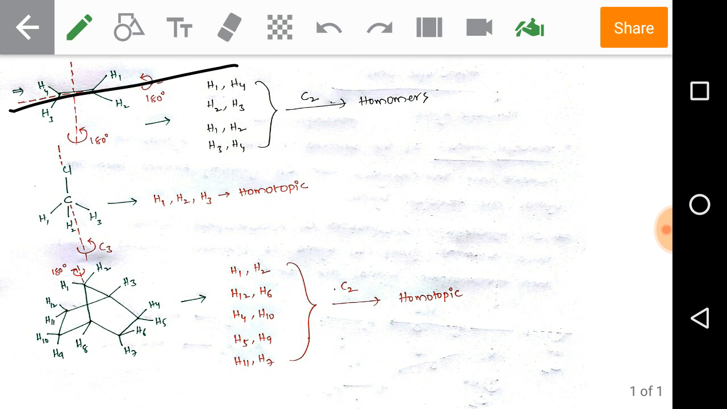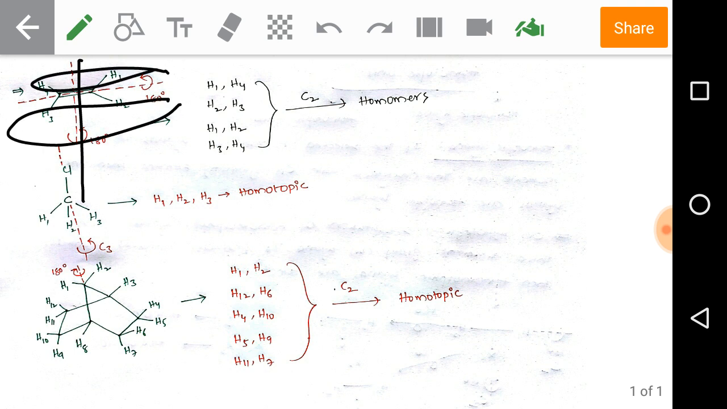Or homotopic hydrogens. At the same time we can say H3 and H4 are homomers and in a homotopic relationship. And if the C2 is passing in between the two carbons of the double bond, then H1 gets the H4 position and H4 gets H1. Like that, H2 and H3 are in a homotopic relationship, and H1 and H4 are in a homotopic relationship.